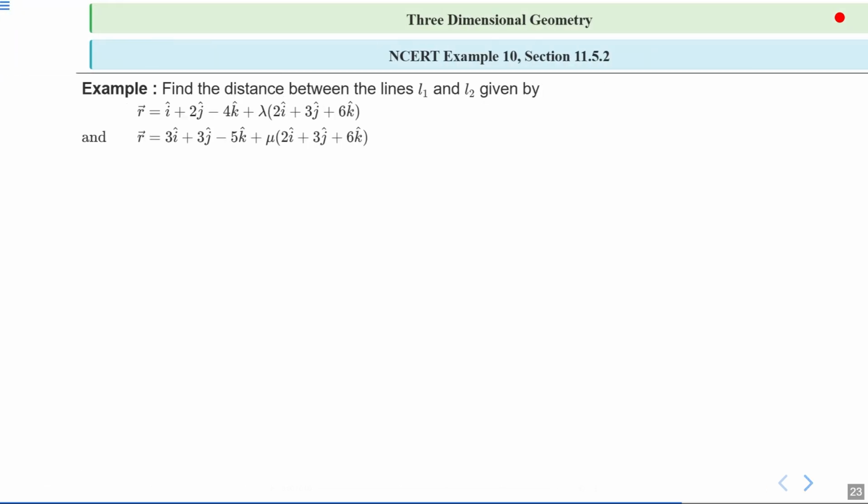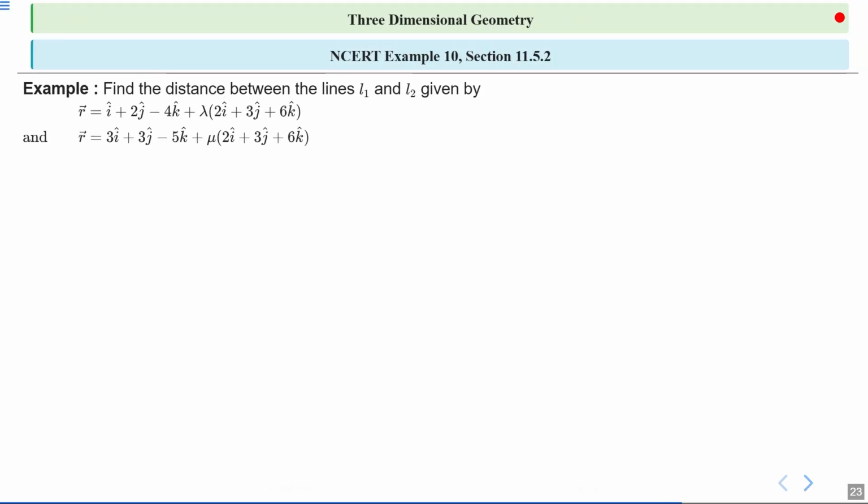This is basically the right answer. Next is NCERT, Example 10, section 11.5.2. So let's look at this example where we need to find the distance between two lines in three-dimensional space.